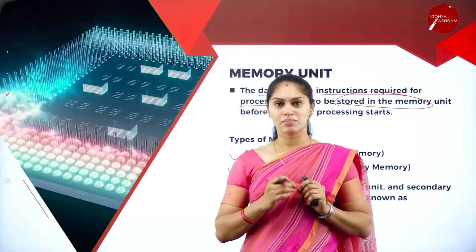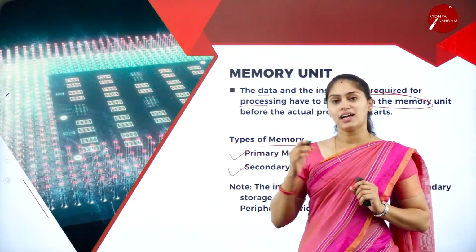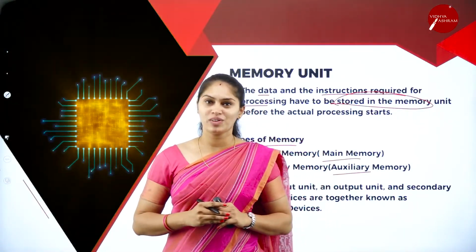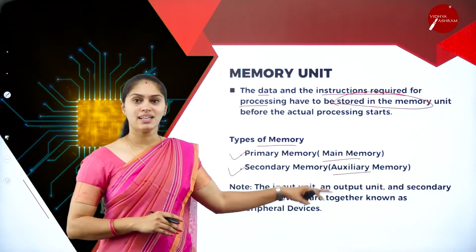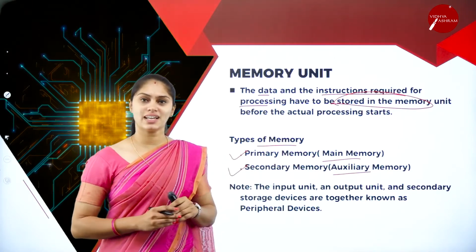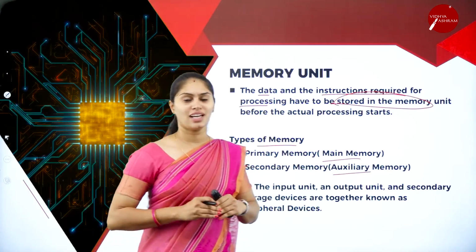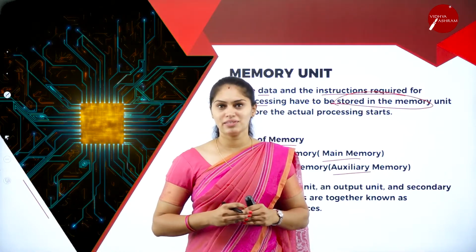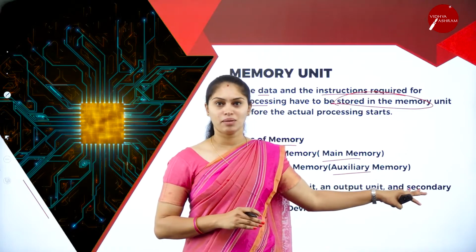An example is RAM. But when I want to store the data and information in a permanent manner, at that time I have to go with the secondary memory, that is auxiliary memory. Then which is the example for this one? Pen drive, CD, and all the secondary storage devices I can take as an example for this secondary memory.